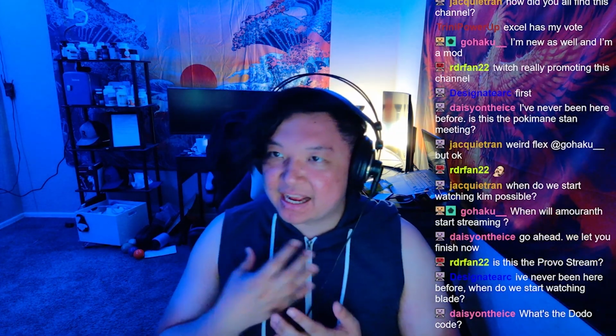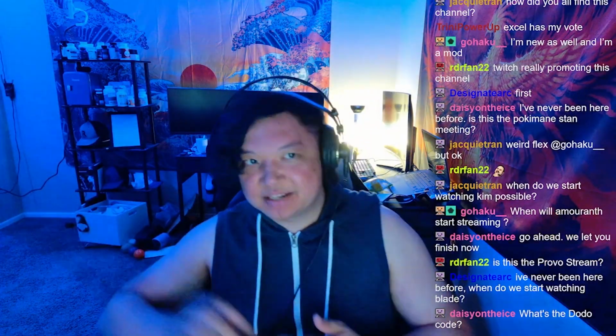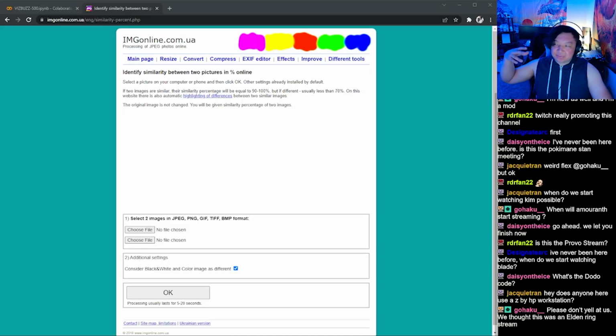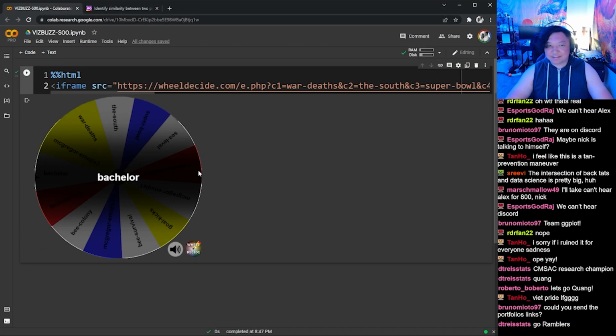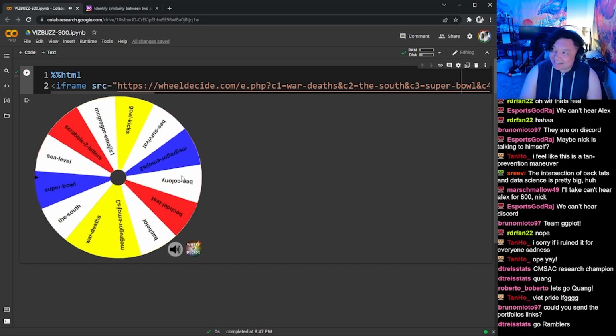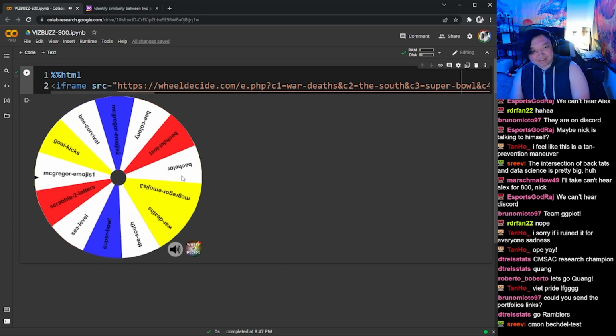In 40 minutes, I rank them, chat ranks them, and we use this image comparison to make sure your data viz is similar to the original one. This is the first time we'll do the wheel spin, so let's see what they got. Oh my god, this is wild.